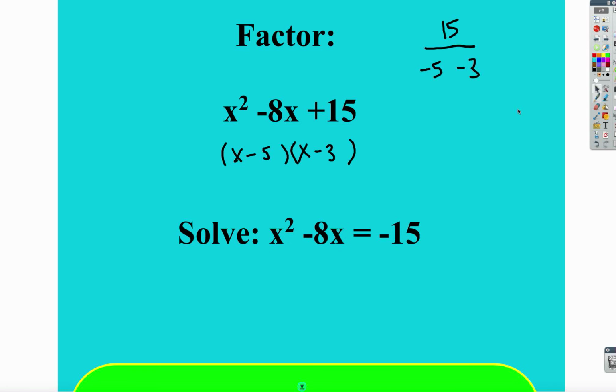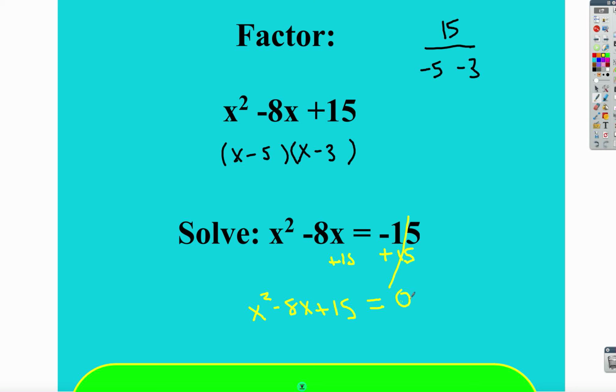And again, if I were asked to solve, now it's actually the same trinomial, but I'm being asked to solve it. So the first thing I'd want to do is get it equal to 0, and that would require me to add 15 to both sides, so that this would be 0. So then I get x squared minus 8x plus 15 equals 0.